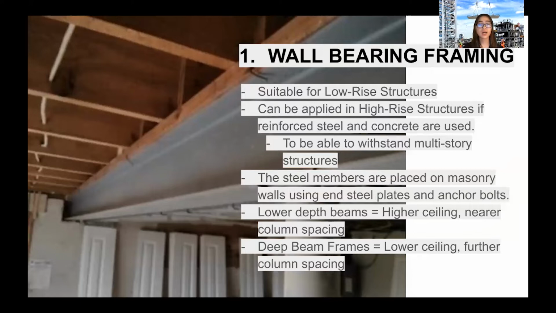So here, in this case, if there are lower depth beams, meaning that the walls are a bit closer together, then higher ceilings may apply and nearer column spacings. However, if there are deep beam frames, then lower ceilings and further column spacing.